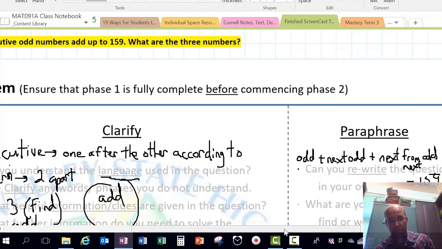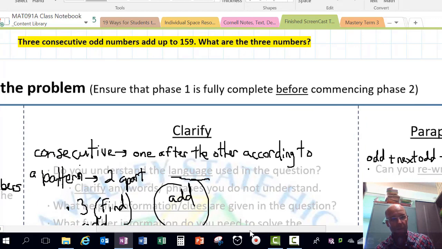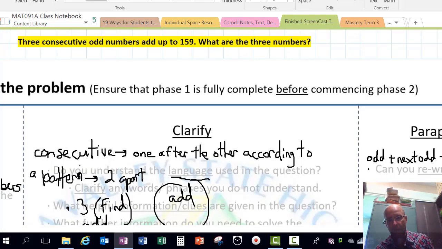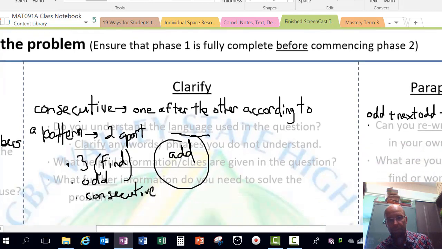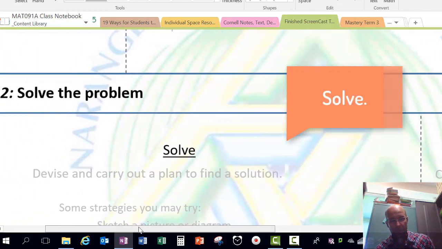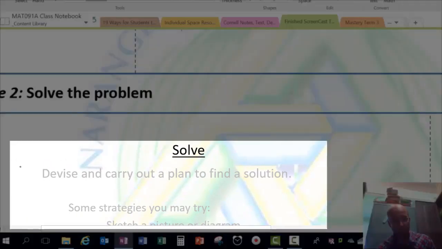Let me see if I can get back and show you the question. See, there's not much written there in the yellow, but there's a lot of information there, surprisingly, in those 2 short sentences. Okay, so yeah, we're going to add it because it's a sum. Alright, we're ready to solve. I'm going to use algebra, and I'm going to come up with an equation.